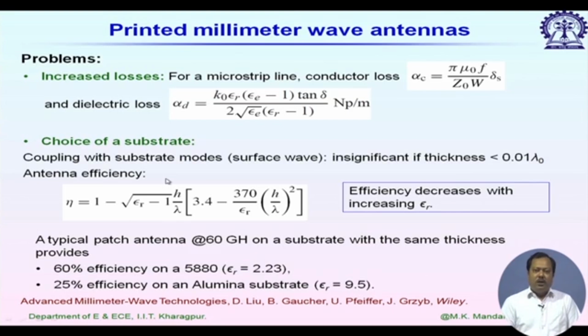At millimeter wave frequencies, if we want to design any antenna on printed circuit board or laminates, then the losses increase with frequency. What are the sources of losses? Already we know. Do you remember the three sources of losses? The first one is dielectric loss, the second one is conductor loss, and the third one is loss due to surface wave generation. And this third component, surface wave loss, also increases significantly at millimeter wave frequencies.